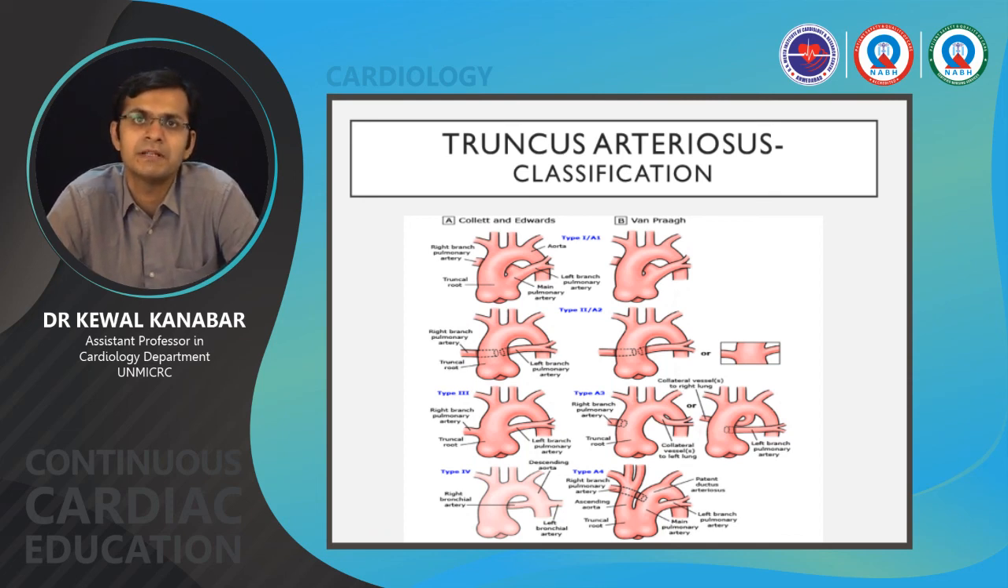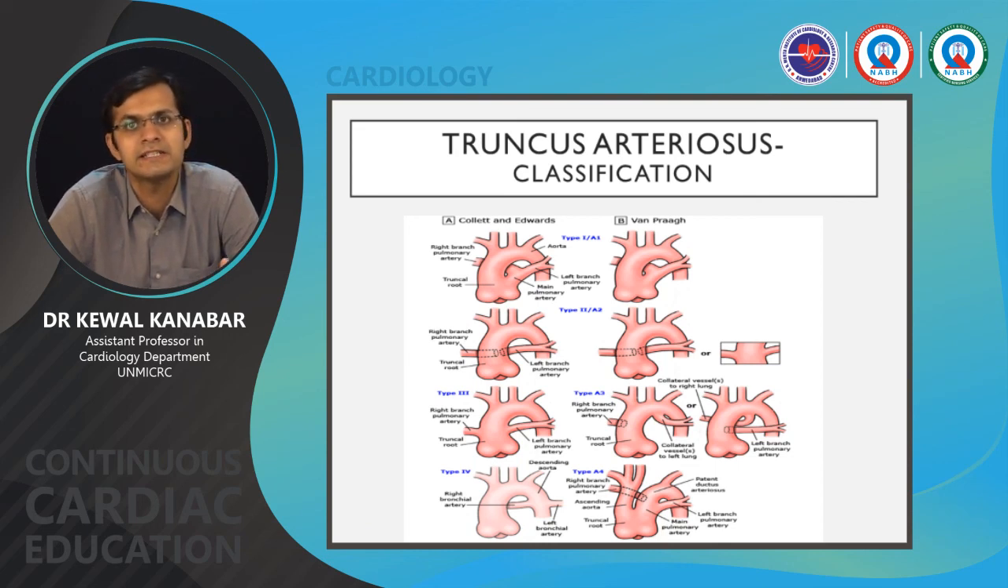Type 4 is something some people no longer consider as a part of truncus arteriosus, and here it is basically a type of VSD with pulmonary atresia.